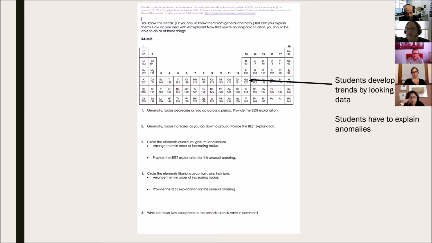Not only that, but there are always some anomalies in these periodic trends, and they have to come up with ideas based on their electron configurations on why, for example, gallium is smaller than aluminum. That's one of the anomalies. So they come up with not only the trends, but they also have to give some reasoning on the anomalies that they see.